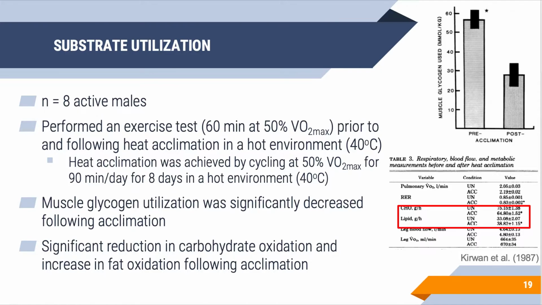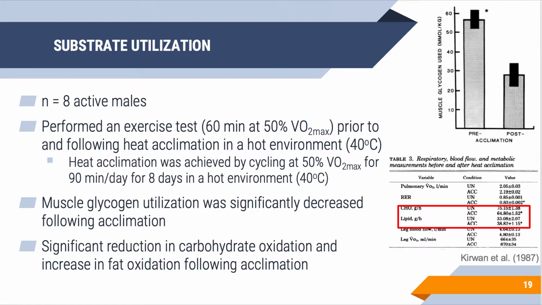So every single day they did that for 8 days, and that was done in a hot environment, 40 degrees C, and their exercise tests were also performed in a hot environment of 40 degrees C. If we look at the figure on the top, what we see is that following the acclimation, so pre and post acclimation is what we're looking at, muscle glycogen on our y-axis, its utilization during that exercise bout was significantly decreased following heat acclimation, meaning they used more muscle glycogen during exercise prior to acclimation than following acclimation.